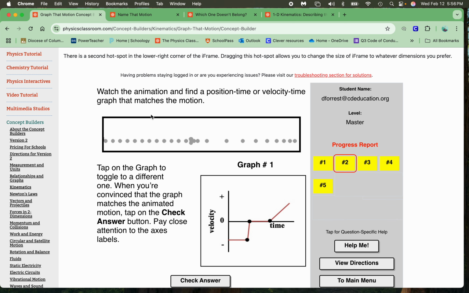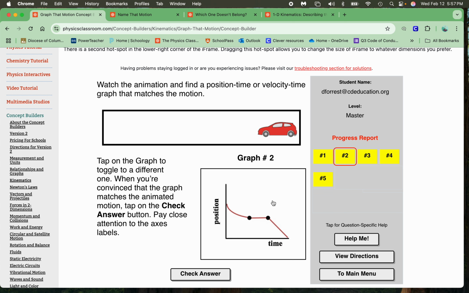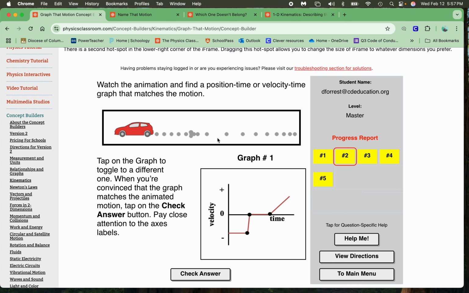So you're going to have an animation, and it'll repeat over and over, and you find a position or time graph or velocity graph that matches that. So you keep tapping on these graphs until you find one you like. When I'm looking at this, I'll go back to graph 1. This is going backwards, so it's going to the left in the negative direction, and it's speeding up. So it has a negative velocity and a negative acceleration. Then it stops for a while, and then has a constant negative velocity.